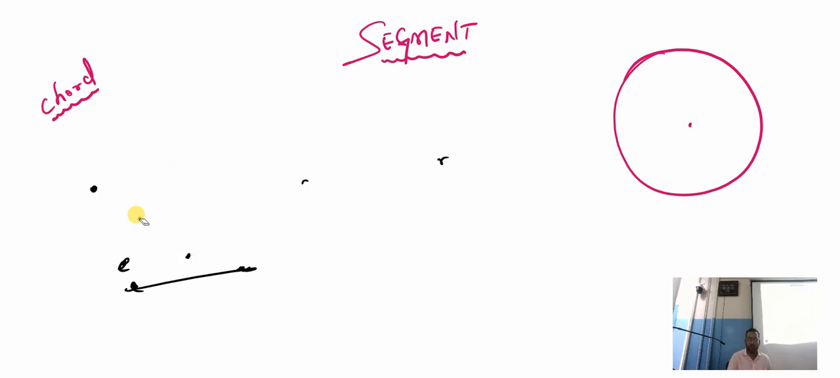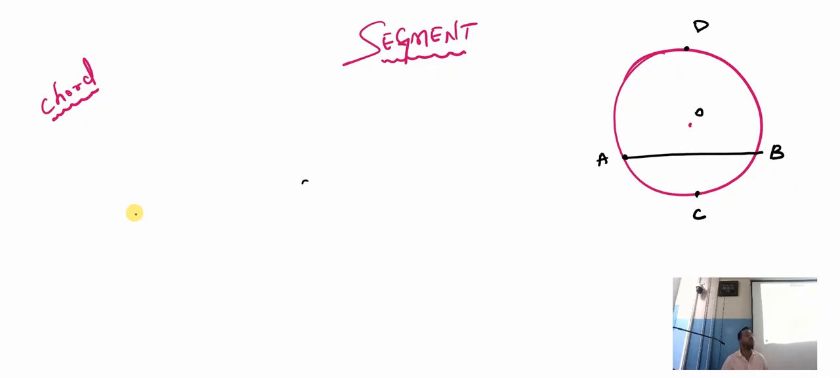Okay. So here, students, a very important concept: I am going to draw a chord. Let me say this is O. Let me call this A. Let me call this B. Let me take one point in the space as C, and somewhere here a point as D.